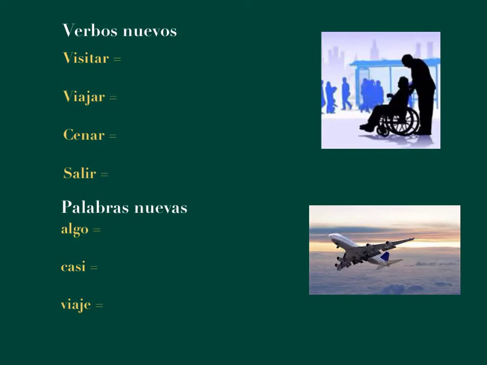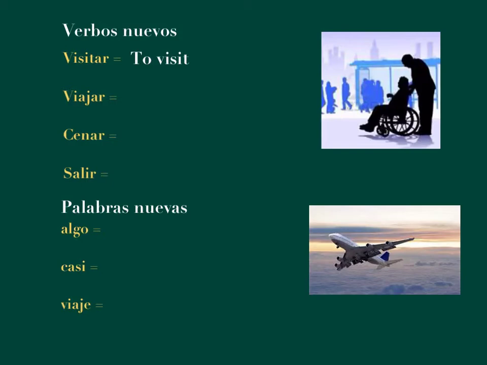Los verbos nuevos. Visitar. Visitar significa to visit. That's a cognate. For example, you might go visit family in another town. You might go visit your grandma in maybe a nursing home, or you may go visit a brother or sister that's at college. Próximo, viajar. Viajar significa to travel. A lot of families like to travel together. They may take trips, take vacations, or maybe, again, travel to see relatives.